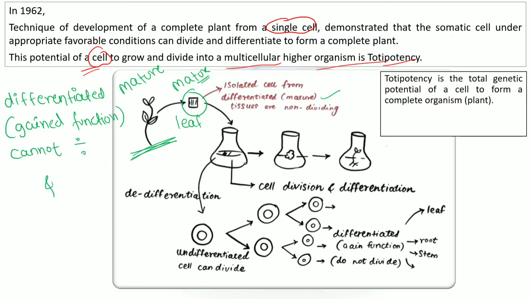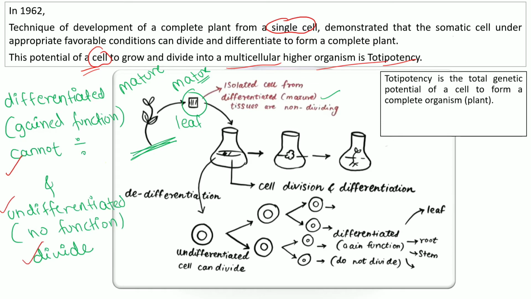Okay, and if a cell is undifferentiated, it simply means that the cell has no function attained or gained, and these undifferentiated cells can divide. Okay, it is going to divide unless and until a differentiation signal is provided to it. So if a cell is differentiated, it is not going to divide, and if a cell is undifferentiated, then it is going to divide.